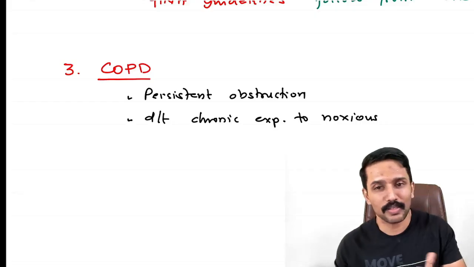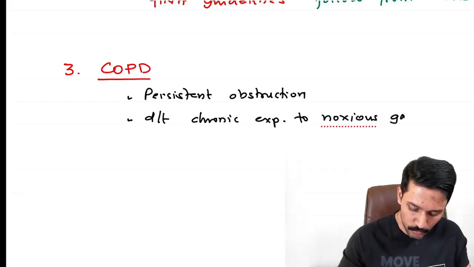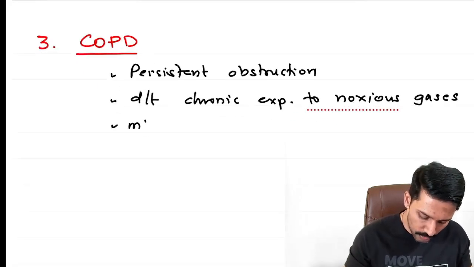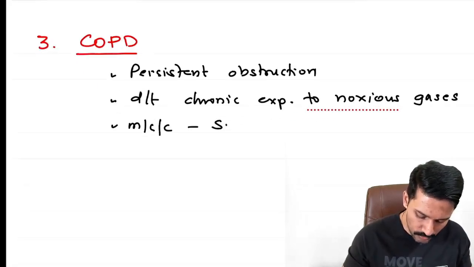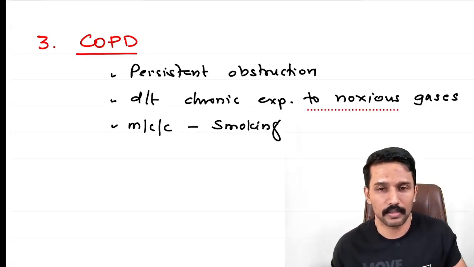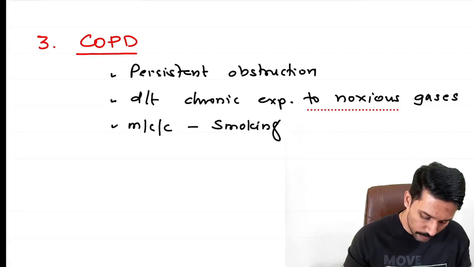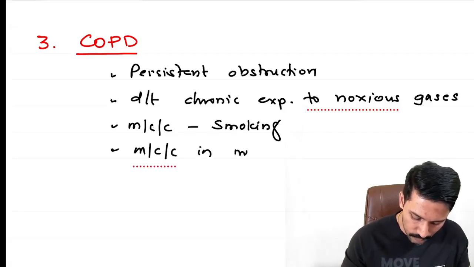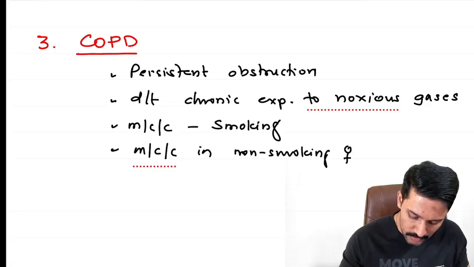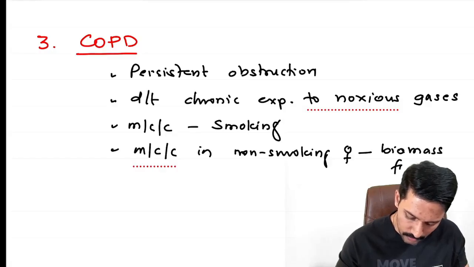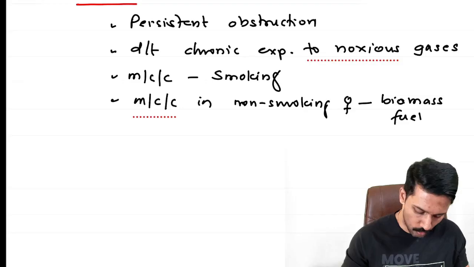So now Delhi is also a risk factor for COPD because you have chronic exposure to noxious gases. The most common cause for COPD, as you know, is smoking. That includes any form of smoking, including the recent e-cigarettes. But the most common cause for COPD in non-smoking females is burning of biomass fuel. Chulha, burning of biomass fuel is the most common cause.